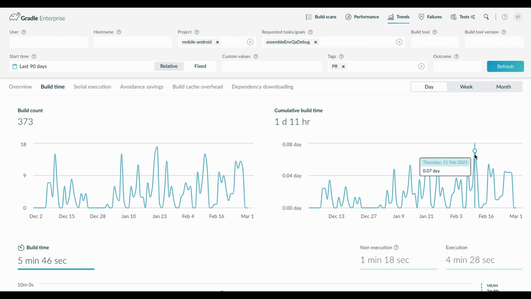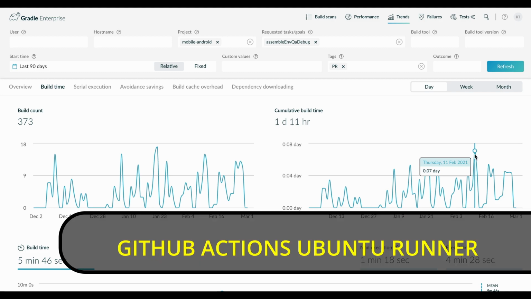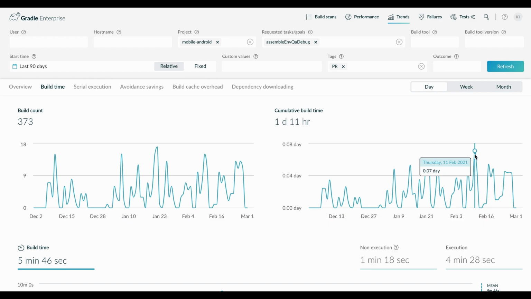All right, so I'd just like to highlight an example of how we used Gradle Enterprise and how it enabled us to solve certain issues. As you can see, this is a spike in the build times, and we experienced this a few weeks ago, where there was a spike in the build, and within an hour, we determined that there was a change to the GitHub Actions Ubuntu runner that impacted the version of the Android NDK we were using, which caused a 3-minute regression in our build times.